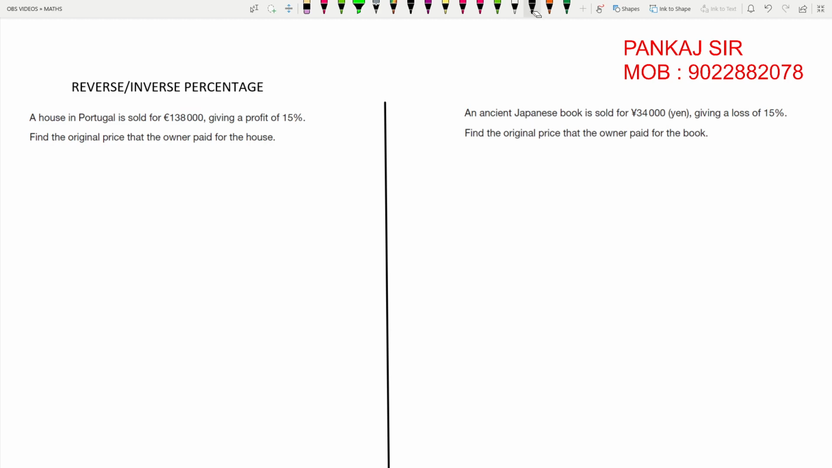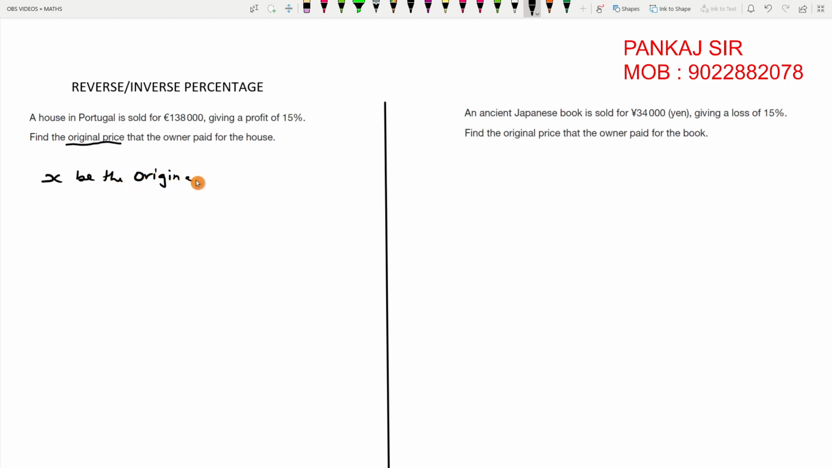Now this one says that a house in Portugal is sold for 138,000 euros, giving a profit of 15%. Find the original price that the owner paid for the house. So he's talking about some house, and the owner had paid some amount for that house. That is known as the original price. Okay, so let the original price be, say, X.